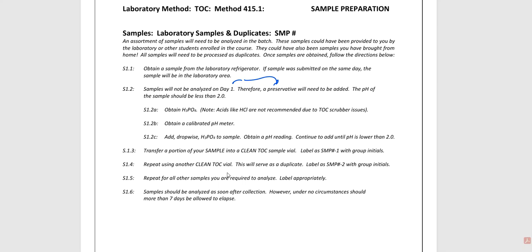Next step, transfer a portion of that sample into a clean container. Label it as your sample number -1. Then pour some more into a second container. Label it as sample number -2. Add your group initials so we know who they belong to. And then repeat for all the samples that are brought into the lab environment.